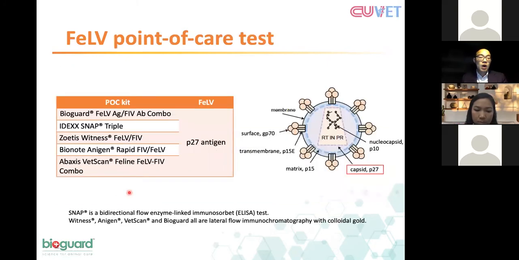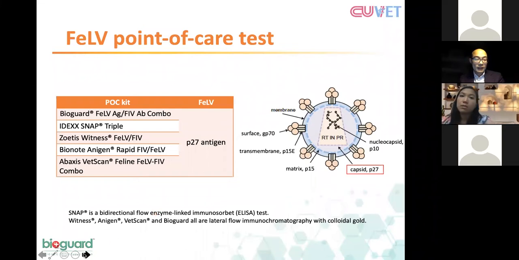I'm quite certain you're all familiar with Fblv point of care tests. There are tons of brands of Fblv point of care tests available in the market. But as far as I know, every single brand detects the same thing for Fblv, which is the capsid protein of the virus, the most abundant protein of the virion, the P27 capsid protein. And regardless of the detecting method or platform of the test, it detects the same thing.